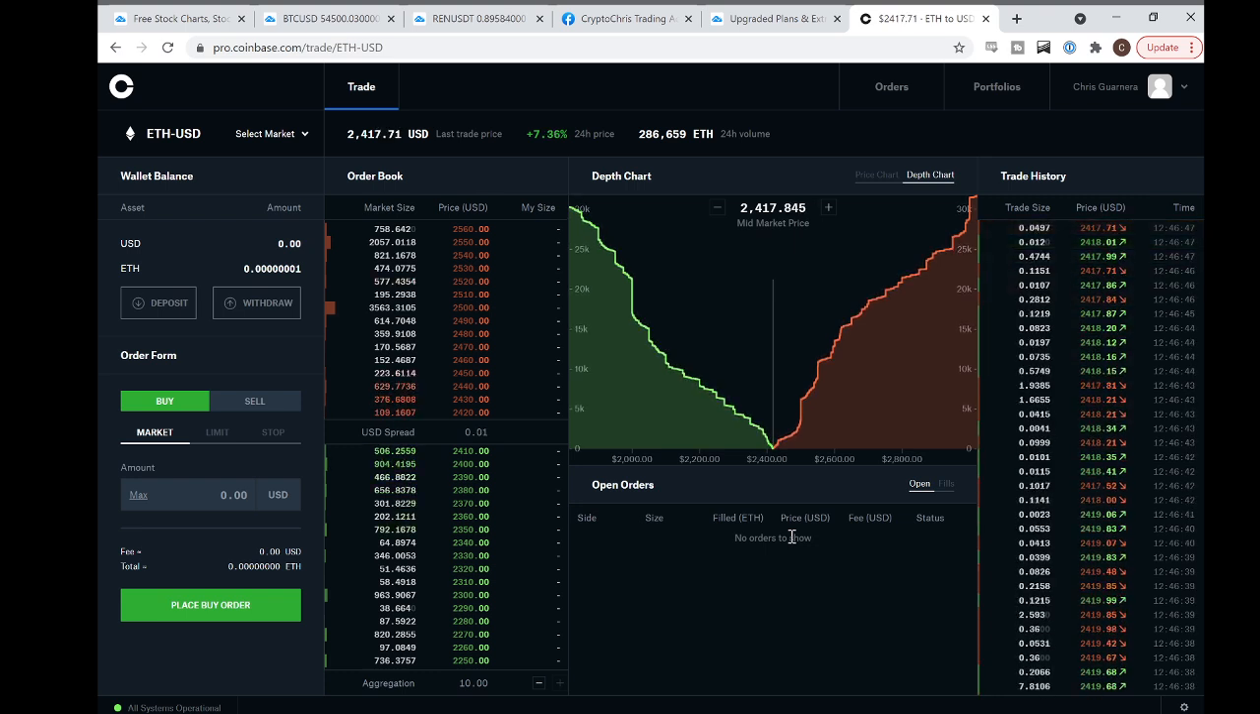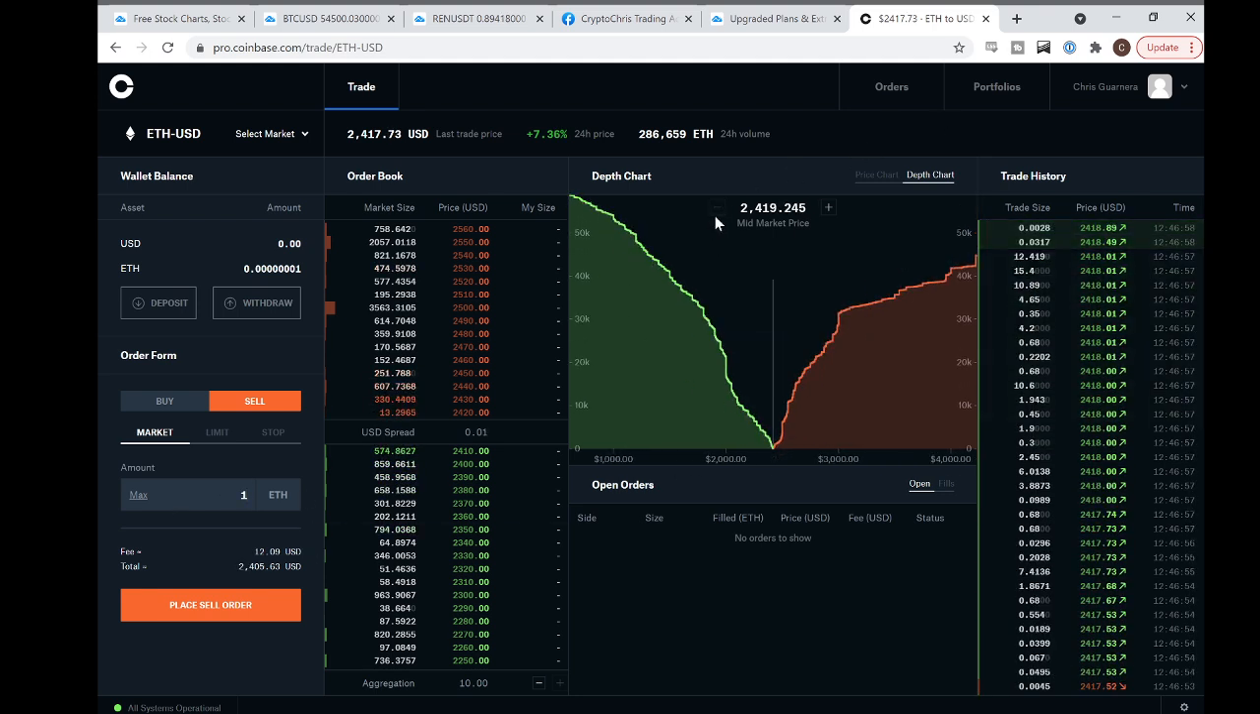Okay, just like for market buy, you can also market sell. So you have Ethereum, right? You're gonna go out there. If you're selling like 1 Ethereum, it's gonna barely do anything in the market, right?